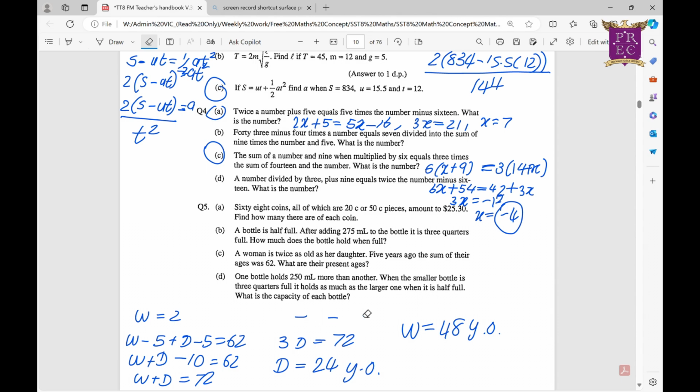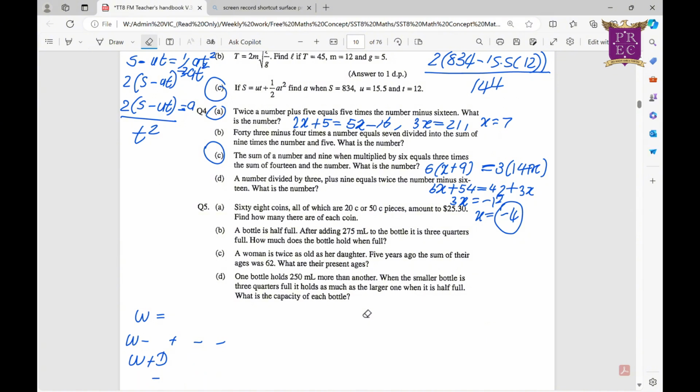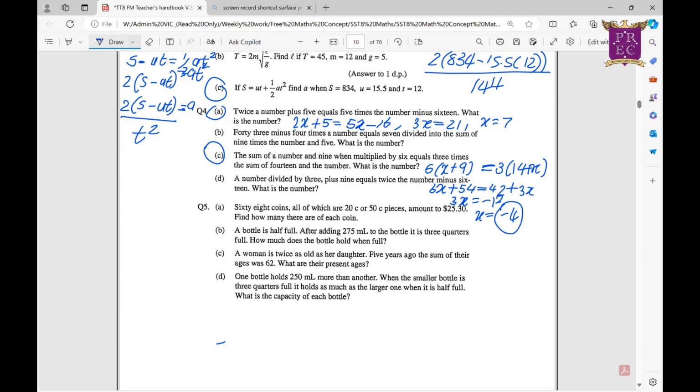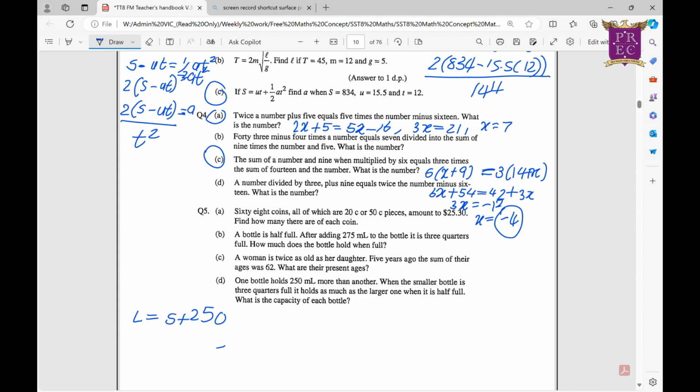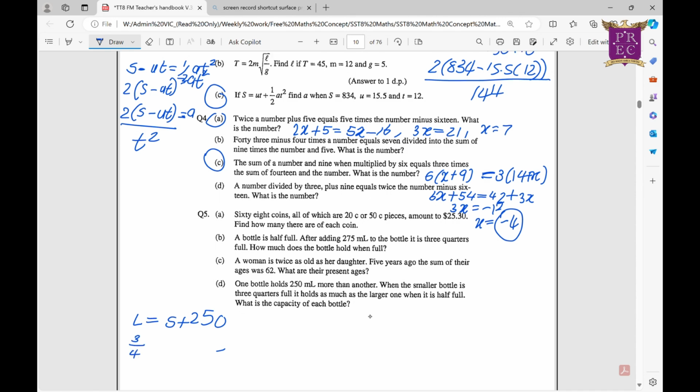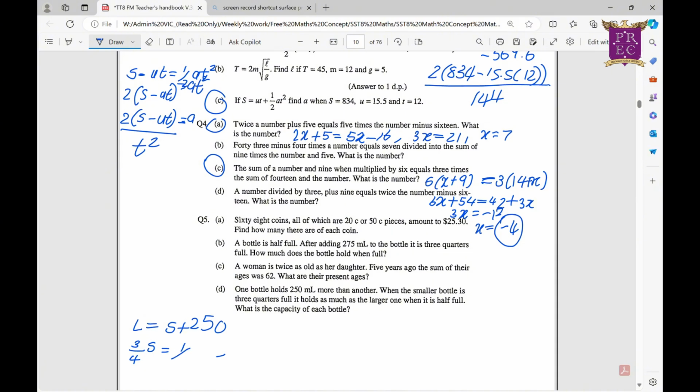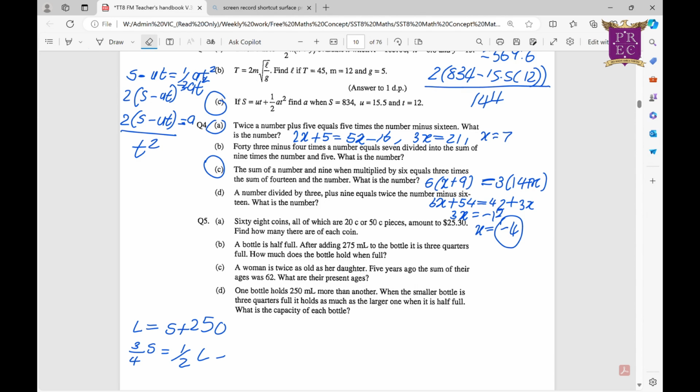One bottle holds 250 milliliters more than the other. When the smaller bottle is 3/4 full, it holds as much as the larger one when it is half full. What is the capacity of each bottle? Let's just quickly rub these off so that we can get some space to do our next question. One bottle holds 250 milliliters more, so let's say one bottle's L, the big one, and the other bottle's S. L holds 250 more than the smaller bottle. So we can say L is equal to S plus 250. When the smaller one is 3/4 full, it's the same as the larger one being half full. That's what they're saying.